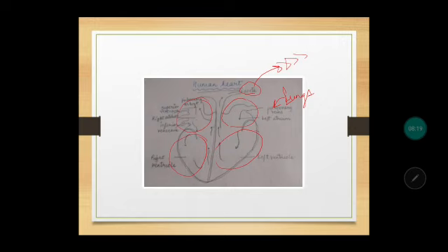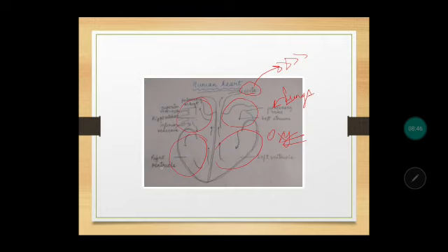Clear? So once again, from the lungs, pulmonary veins are taking oxygenated blood. It reaches the left atrium. Then when the left atrium contracts, blood is transported to the left ventricle. When the left ventricle contracts, it is pushed through the aorta to the different parts of the body. Clear? So in the left side, there is oxygenated blood. Now coming to the right side of the heart.